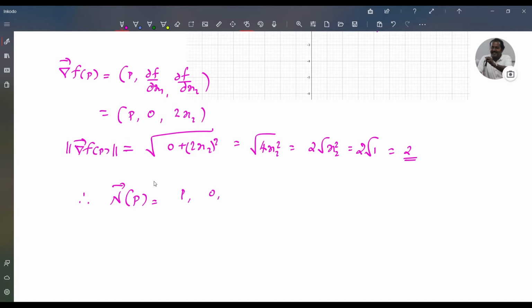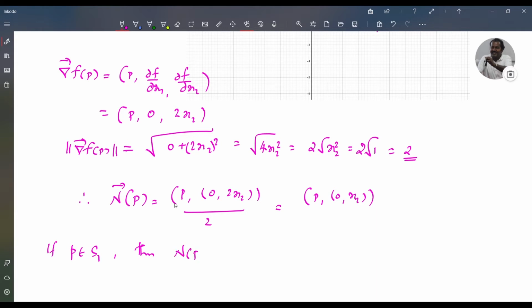Therefore, the normal vector field n of p is (p, 0, 2x2) divided by 2. So this is at p, (0, x2). Therefore, if p belongs to S1, then n of p is (0, 1).